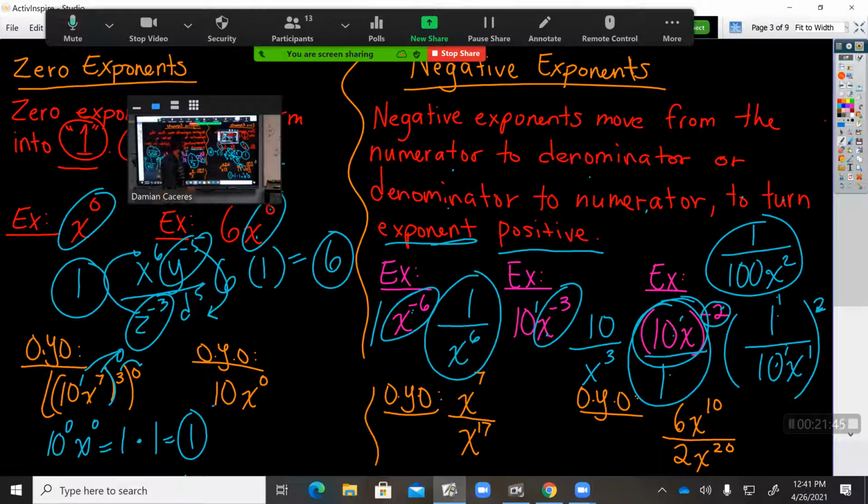On the second example, x to the 0 turns into a 1. But don't forget, thank you, thank you. Thank you, I appreciate it.